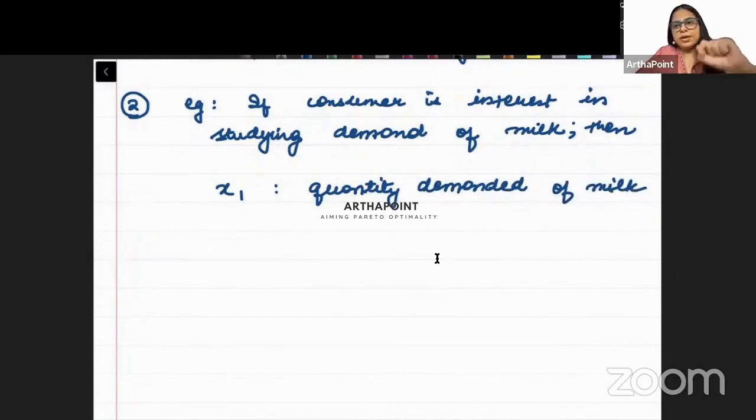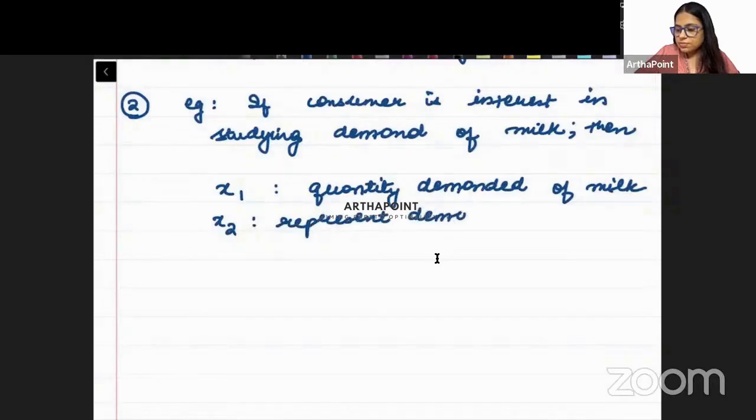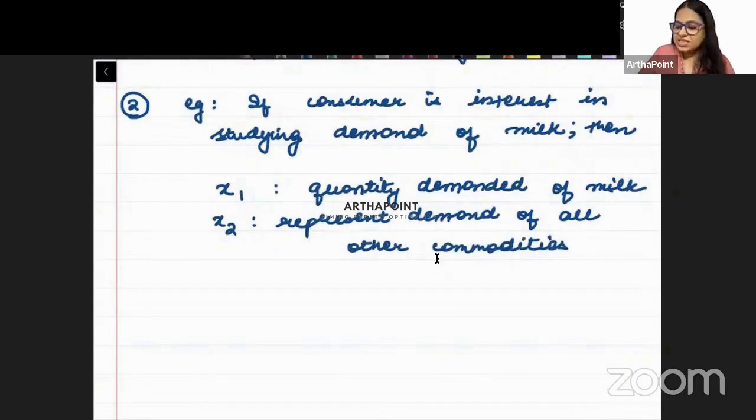x1 को हमने quantity demanded of milk represent कर दिया, and x2 can represent demand of all other commodities. समझे? x1 can represent the demand of milk and X2 can go ahead and represent the demand of all other commodities. बाकी सारा commodities का demand को मैंने X2 से represent कर दिया.